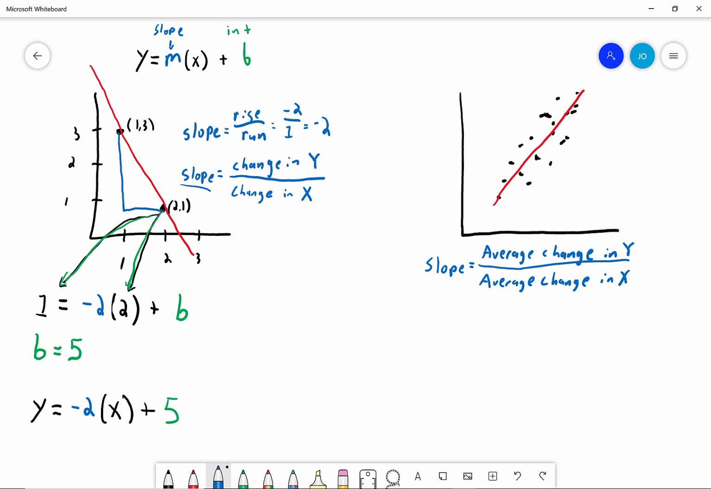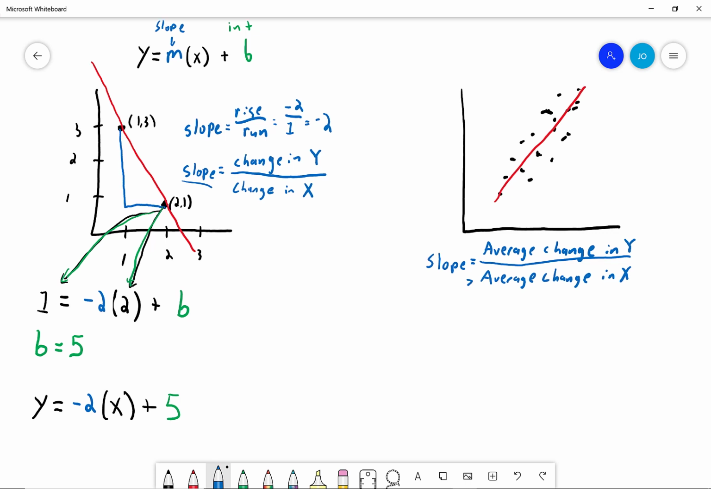Well, what gives us an average change? Hopefully you're going to be familiar with this term, the standard deviation. If we were to think of the standard deviation, that measures the average distance an observation is from the mean. So instead of distance, let's change that word to change. Standard deviation, the average change an observation is from the mean. And that's exactly what we're trying to do with this slope. Find the average change in y over the average change in x.